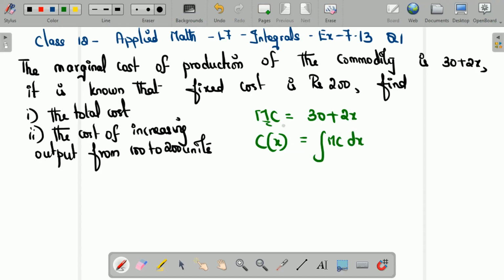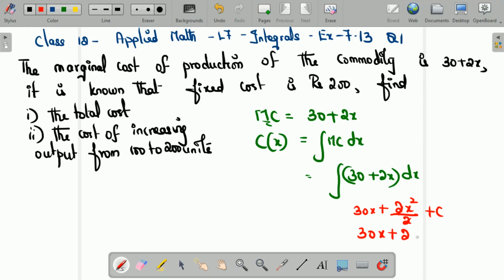So what is MC here? The marginal cost. So this is going to be the integration of 30 plus 2x dx. So let's perform the integration. This is going to be equal to 30x plus 2x squared by 2 plus c. So here the 2 and 2 will get cancelled. So this is 30x plus x squared plus c.